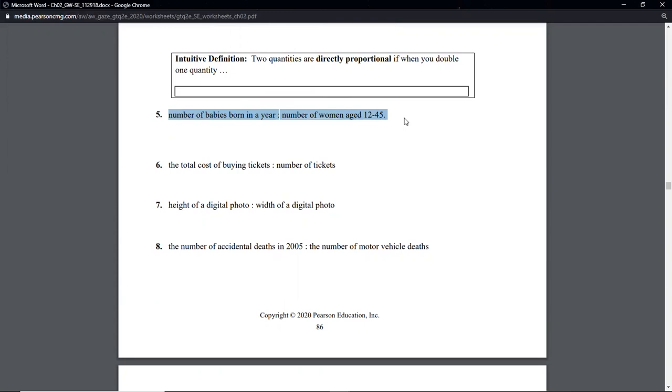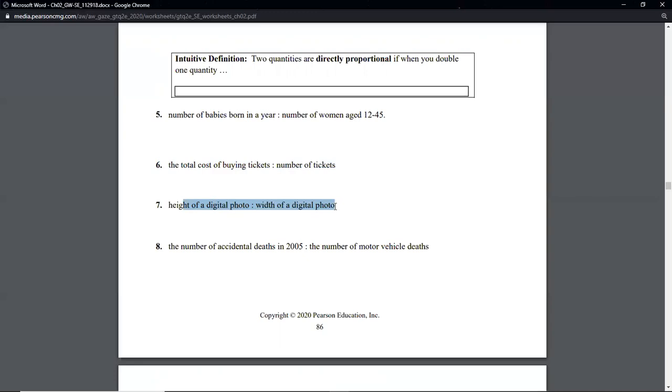Question five, pretty self-explanatory. Question six, think about these tickets are all going to cost the same price. So you're going to the movie theater and it's matinee time, and they don't care whether you're a senior, college, whatever, everybody pays one price. So think about that scenario.